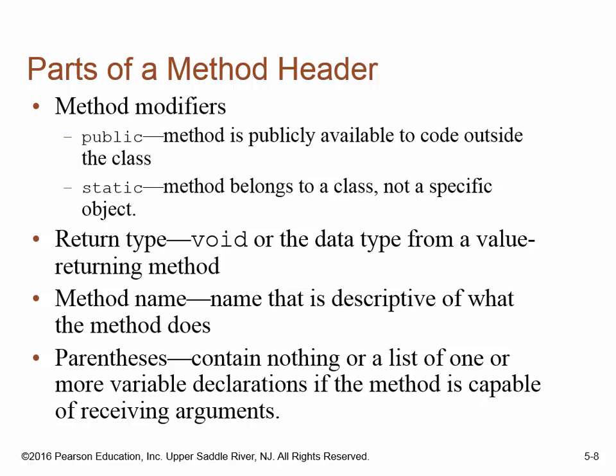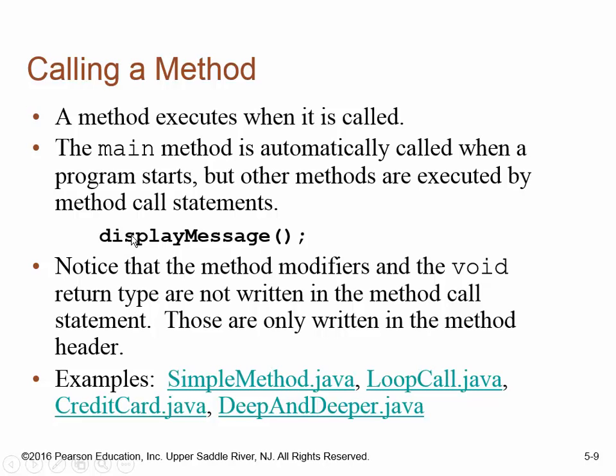So as it says, with public, it's available to code outside of the class. Static, there's just one. It belongs to the class, not to an object. Return type, in this case, it's void, meaning it returns nothing. But we could return any kind of value, including, as we see as we go on in here, arrays or objects or whatever. But you can only return one thing from a method, just like you can only return one thing from a function. Method name should be descriptive of what the method does. Parentheses either contain nothing or a list of one or more variable declarations. Again, that's how you call the method.